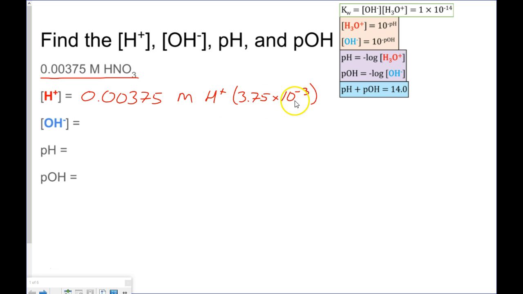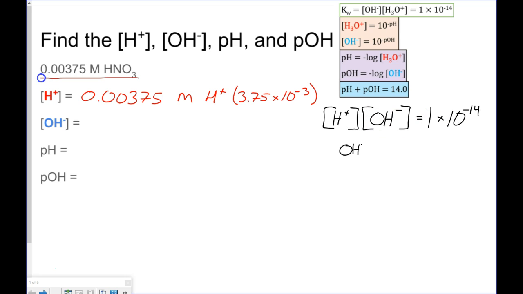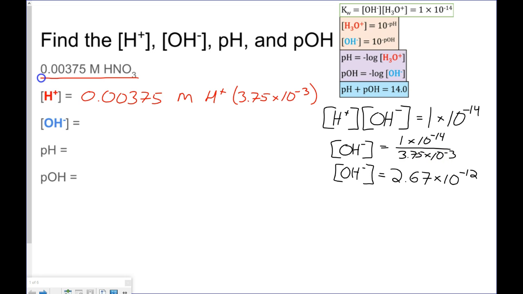So that's 3.75 times 10 to the negative third. We're talking about the same number here. Now, what I need to know is I have my coefficient of water. The concentration of hydronium times hydroxide is going to be 1 times 10 to the negative 14th. Now I'm going to plug in here. I have my concentration of hydroxide, 1 times 10 to the negative 14th, divided by my hydronium concentration, 3.75 times 10 to the negative third. That's going to work out to be a concentration of hydroxide of 2.67 times 10 to the negative 12th. So I'm going to put that in for my hydroxide concentration.